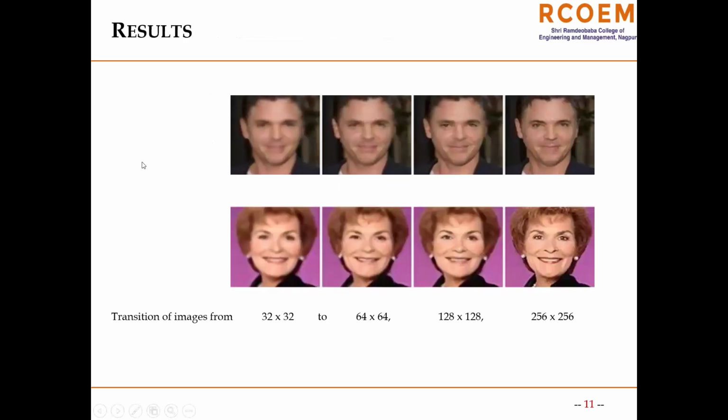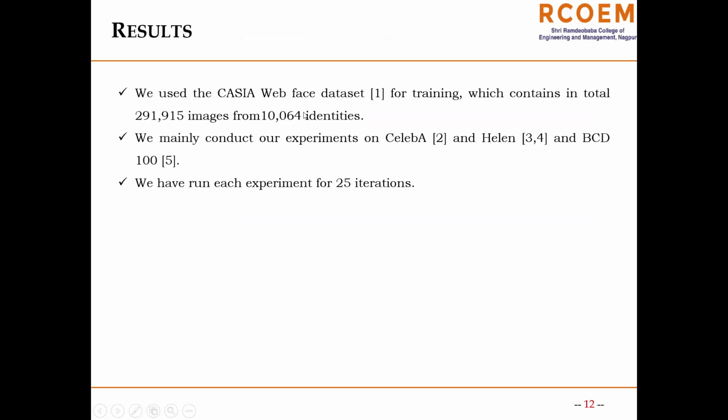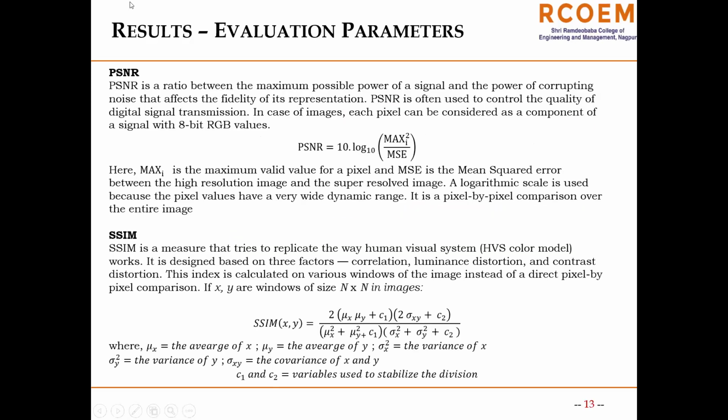Results. So these are the scalings, that is 2x, 4x and 8x. This is a 32 by 32 image, 64 by 64, 128 by 128, to 256 by 256. Basically, here I have used the CASIA WebFace dataset having 291915 images and 10064 identities, and our experiment is based on the CelebA, Helen and BCD datasets, using 25 iterations on each experiment.